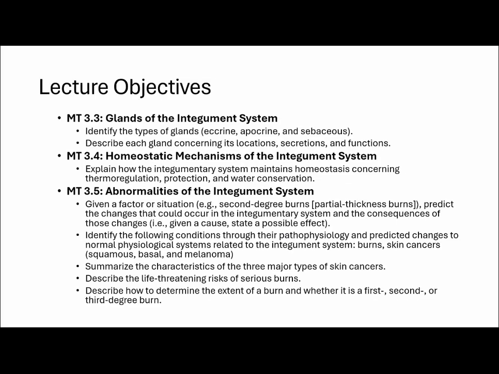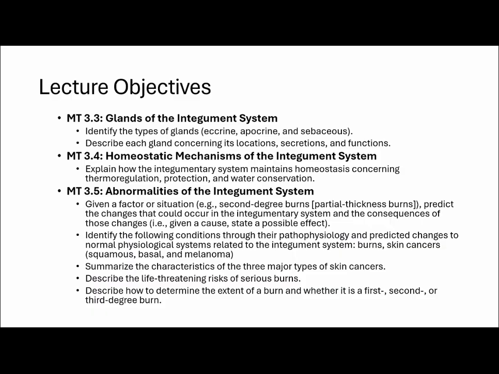Starting off with our lecture objectives, we have the glands of the integument system. You'll need to know the types of glands that we have. They're eccrine, apocrine, and sebaceous. And you'll need to be able to describe each gland in regards to its location, the types of secretions, and the functions that they have.